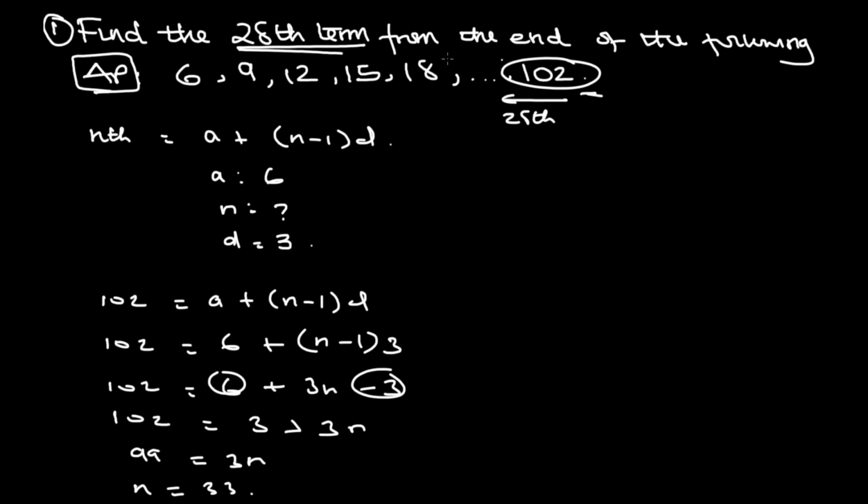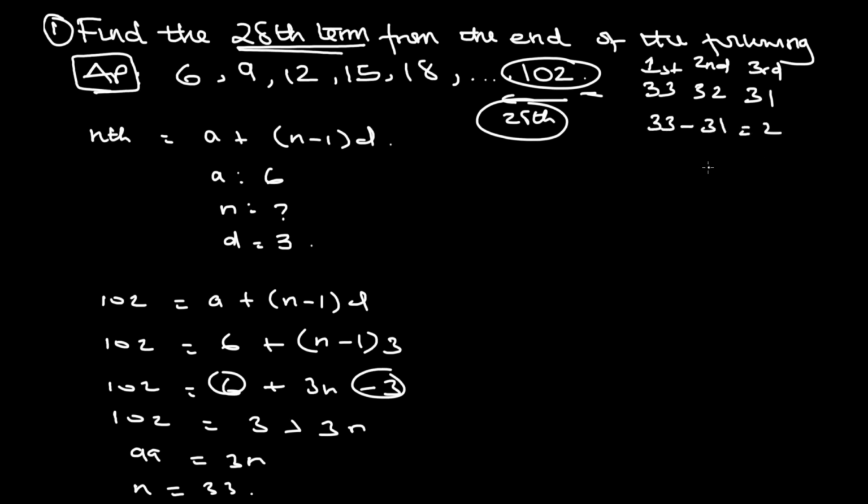Okay, so we're coming from here. Then we need to find the 28th term. Now we need to be careful here, because if we have 33, 32, 31 going down like that, you'll see that this is the first, this is the second, and that's the third term, right? So if I just did 33 minus 31, I'll get 2. But you see that 31 is not the second term, it's actually the third term. So whenever you are saying nth, you have to add 1.